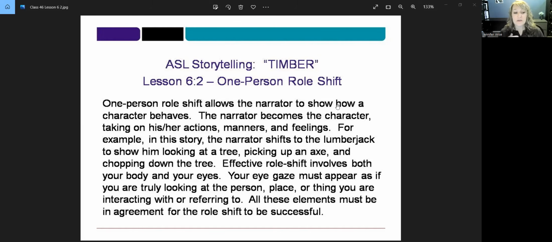To be effective, he would have to, quote unquote, become that person. Pick up the axe, look up at the tree and think, oh gosh, this is impossible. And the eyes and the eye gaze are just as involved as the signs, your body language, and all that. So that is one-person role shift from lesson 6.2 in Signing Naturally.